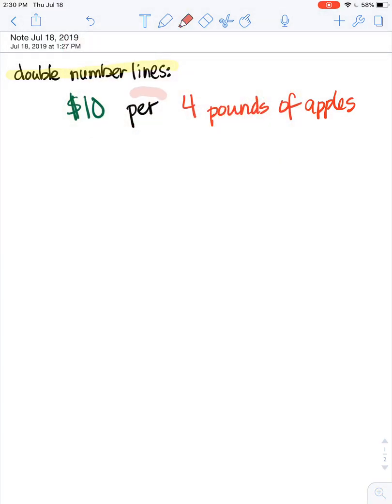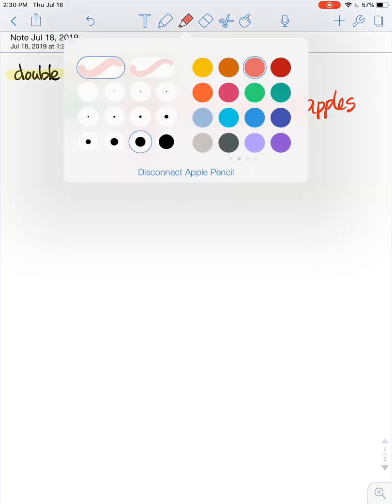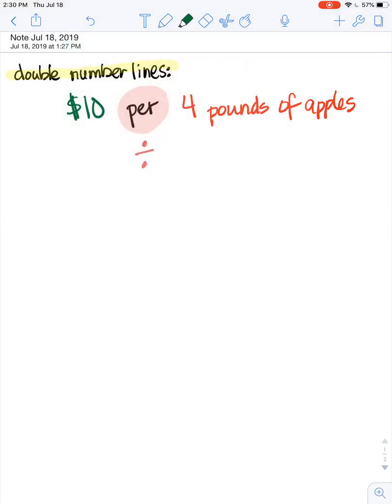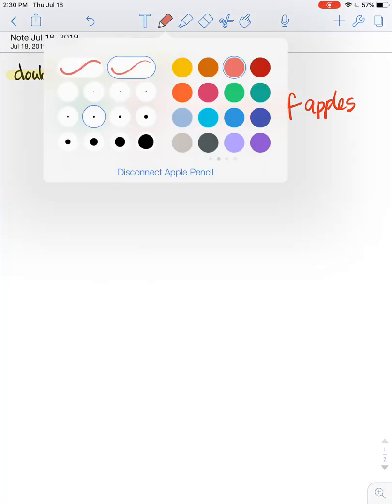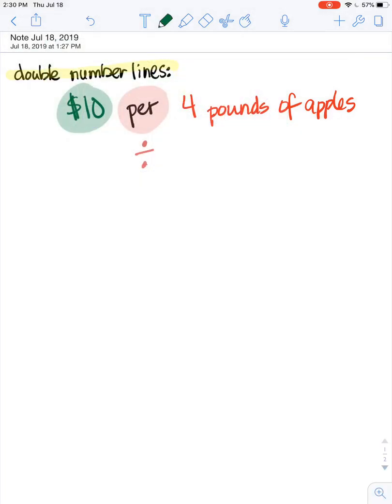Per is a great word. So I want you to think about what the word per means. Hopefully you remember that per always means division. So when you see per, you're going to divide. Reading from left to right, the first number you come across is this 10. So $10.